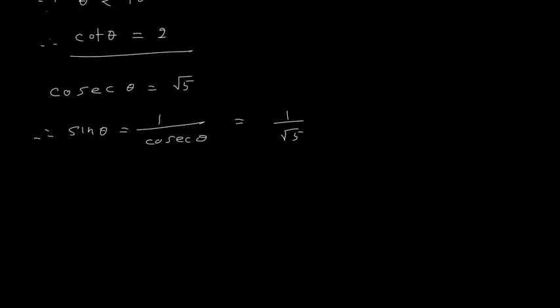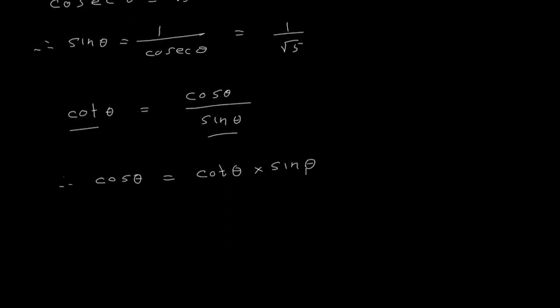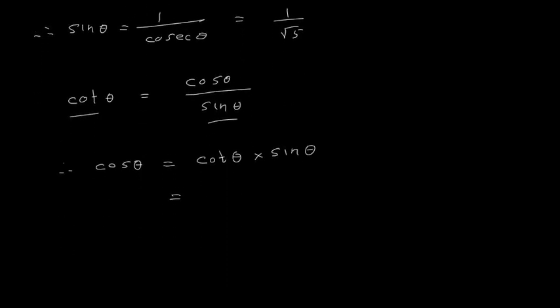Now what is cot theta? Cot theta is cos theta upon sin theta. Now I know the value of cot theta, I know the value of sin theta, therefore I say that the value of cos theta will be cot theta into sin theta. Now the value of cot theta I will put 2, and value of sin theta I will put 1 upon root 5. So this gives me value as 2 upon root 5.